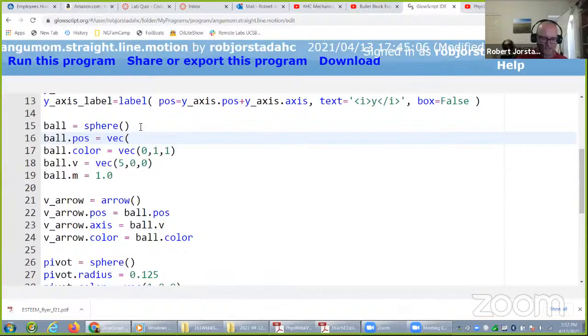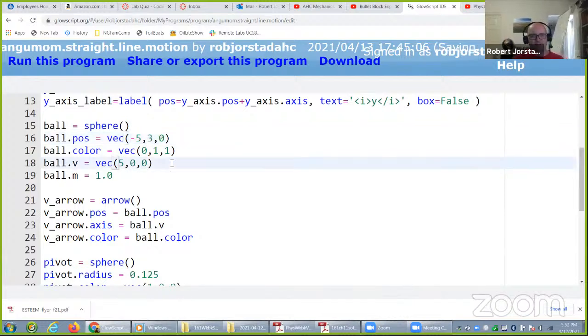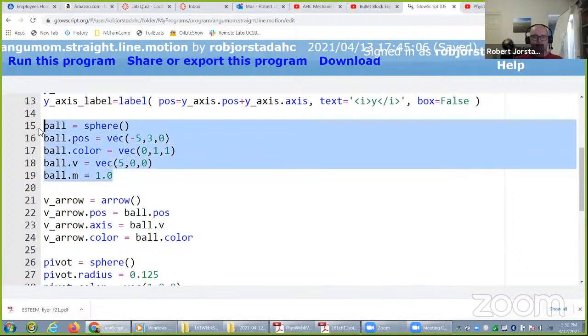Let's say it's -5 in the x, and how about +3 in the j hat and 0 in the k hat. All right, so I'm just giving it some random position vector. This is the starting position. So these are the initial properties of a ball.